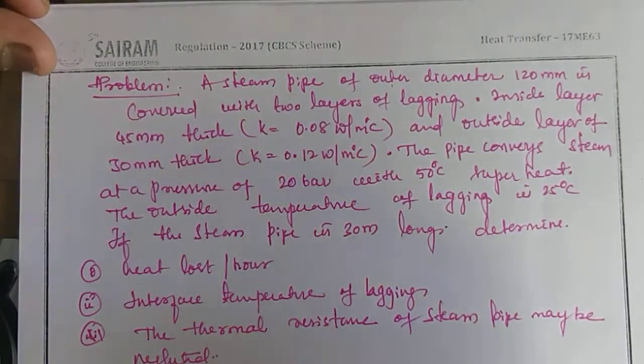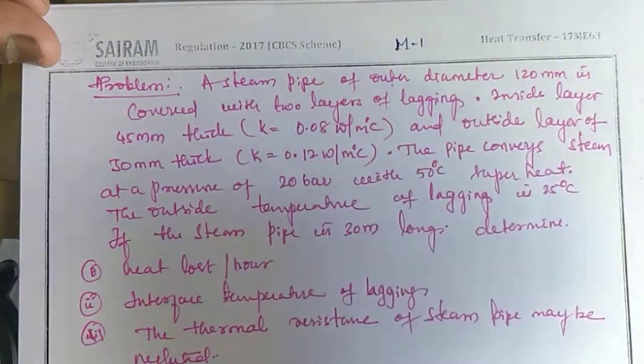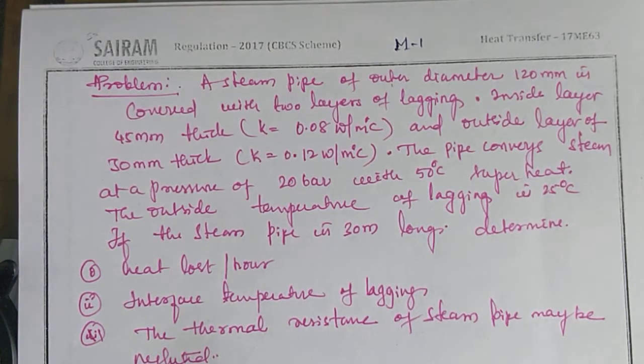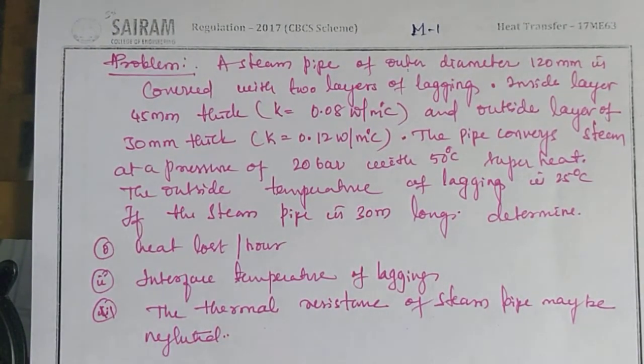Hello students, we are going to solve a problem based on module 1, that is particularly a cylinder problem. Here the cylinder means the steam pipe, we consider cylinder geometry. So first let us read out the problem, what is given and what to find out.